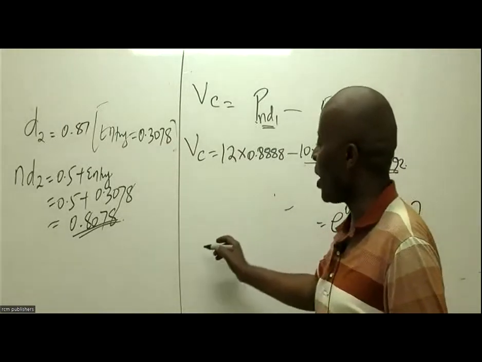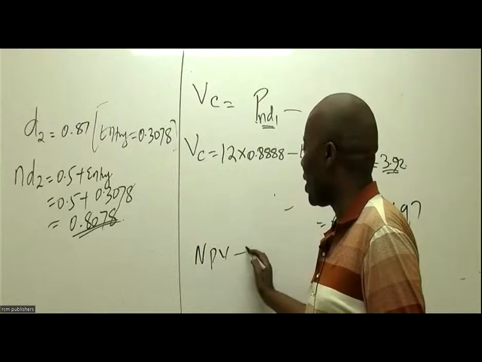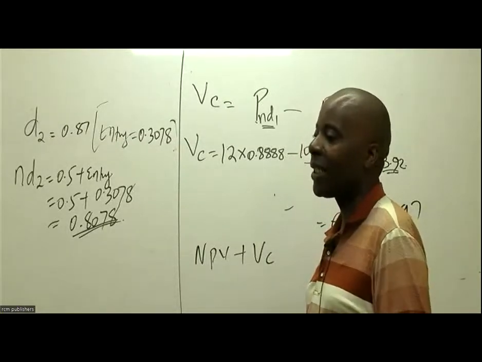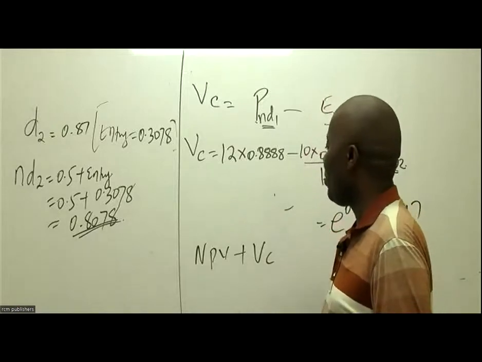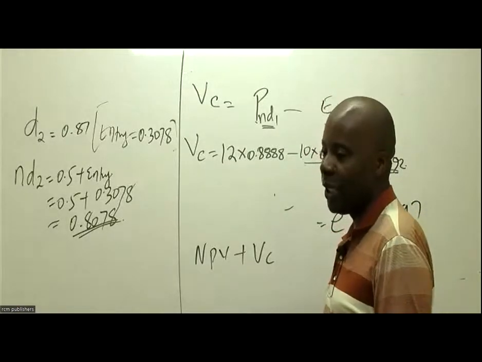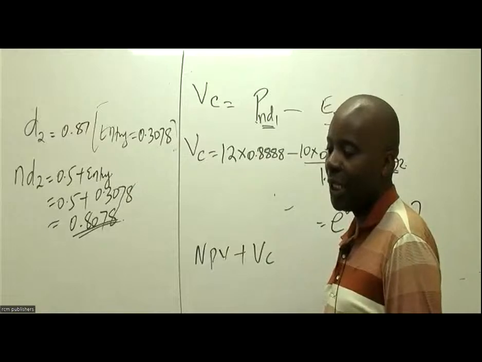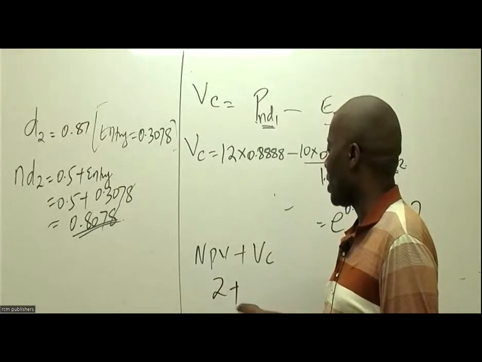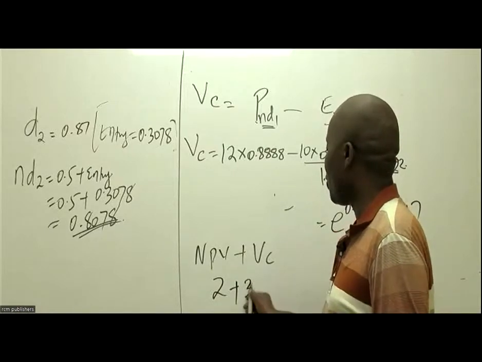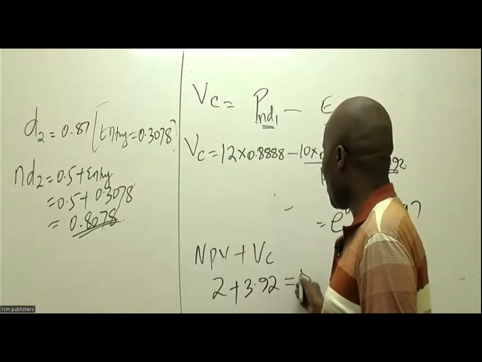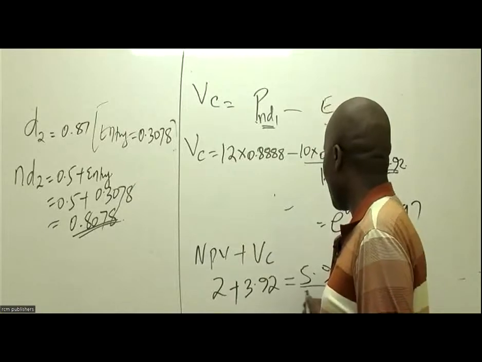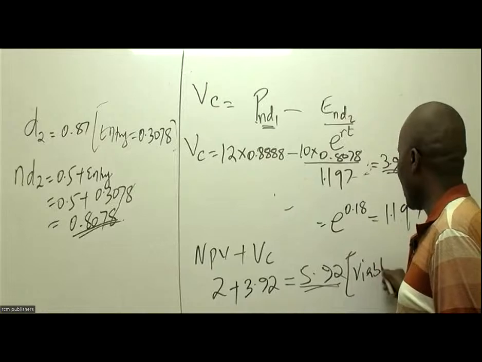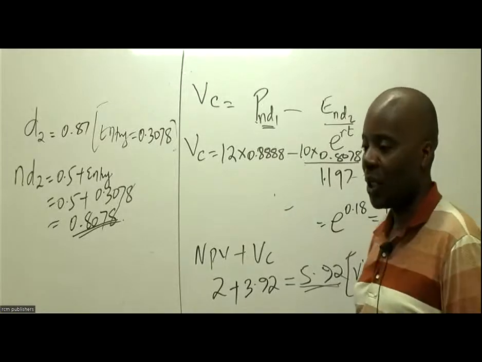Now the last thing will be for us to give them NPV of the project plus value of the call. So the NPV of the project, is there somebody who can see the NPV in this project? The NPV in this project is how much? It is 2. Plus now the value of the call option, which is 3.92, it gives us 5.92. So this means that the entire thing is very viable because it's adding value to the business.